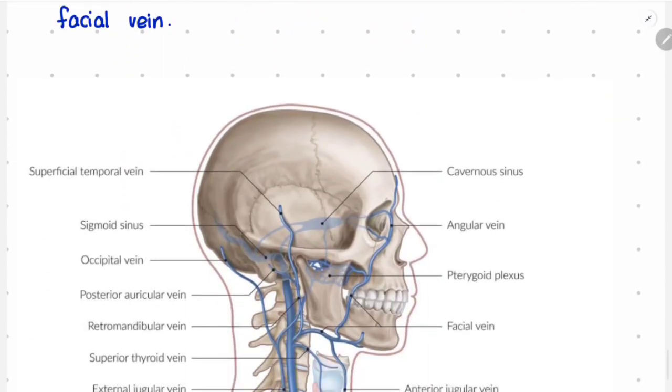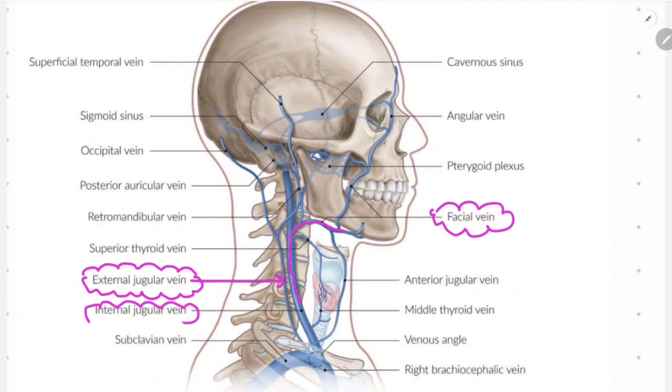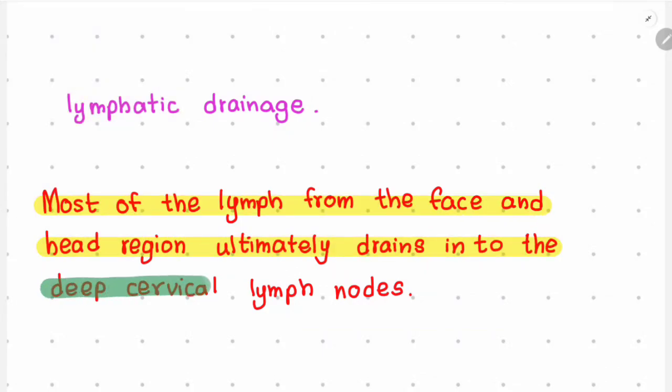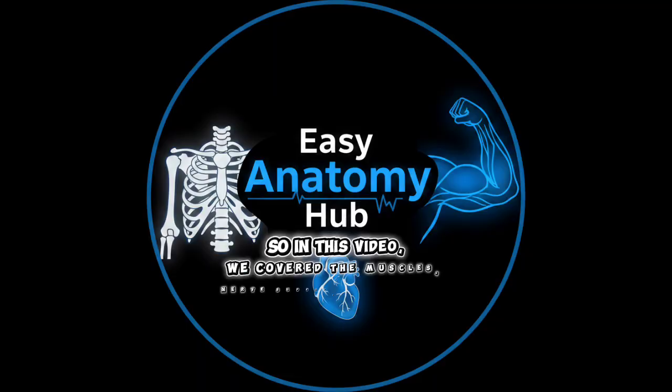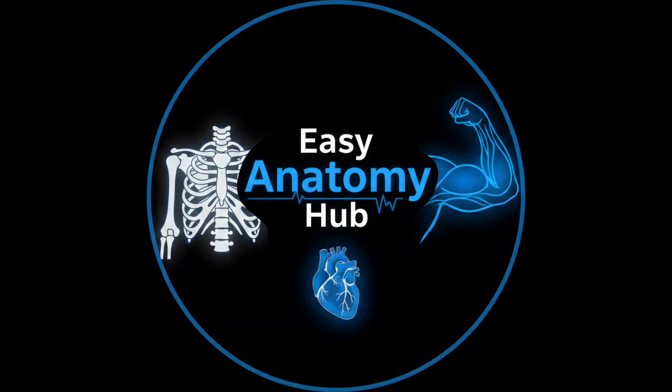Next, the venous drainage. The main vein of the face is the facial vein. It joins with other veins to form the common facial vein, which then drains into the internal jugular vein. Finally, lymphatic drainage. Most of the lymph from the face and the head region ultimately drains to the deep cervical lymph nodes. So in this video, we covered the muscles, nerve supply, blood supply, and lymphatic drainage of the face. All the key anatomical points you need for the exam.